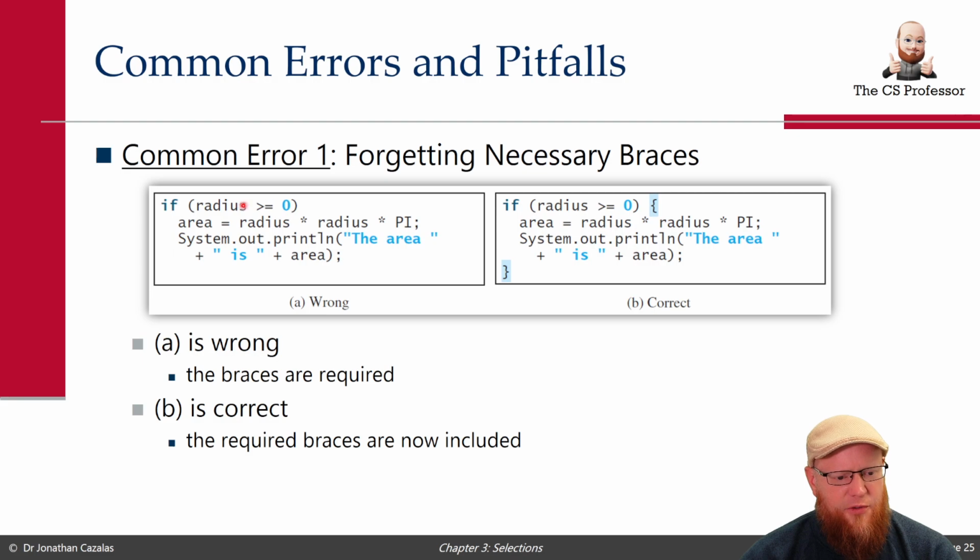If you said if radius is greater than 0, and then you put this code, you'll say, yeah, let's calculate the area and let's print the area. Well, what's going to happen is Java is going to assume that only this first line of code, area equals radius times pi, only that first line is part of this if statement. This second line, Java's going to assume is not part of it.